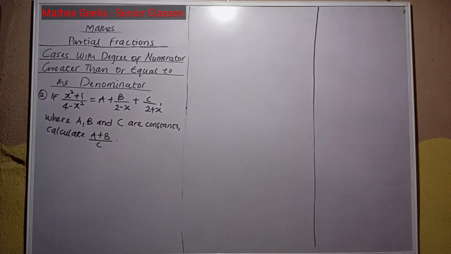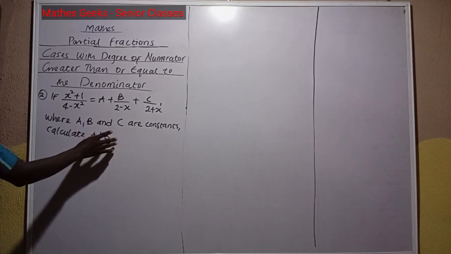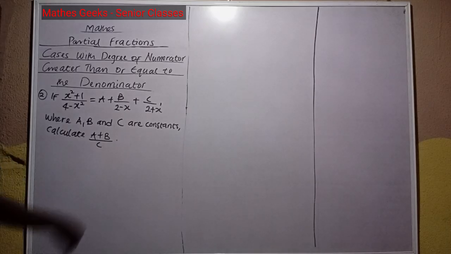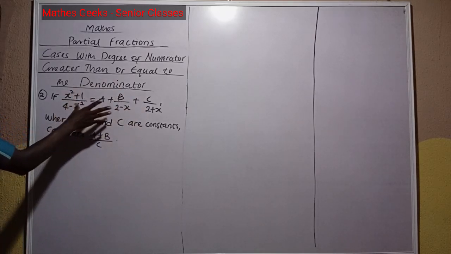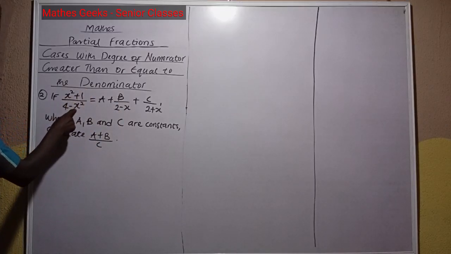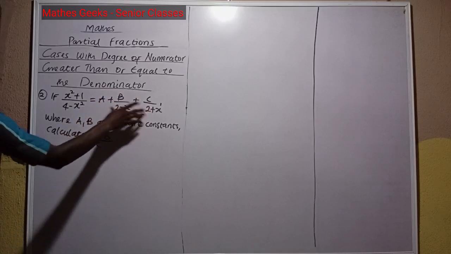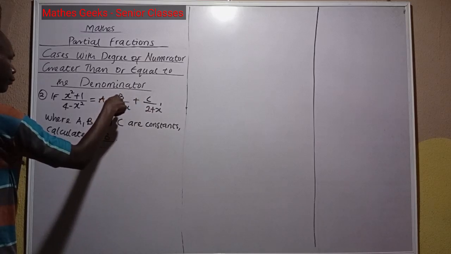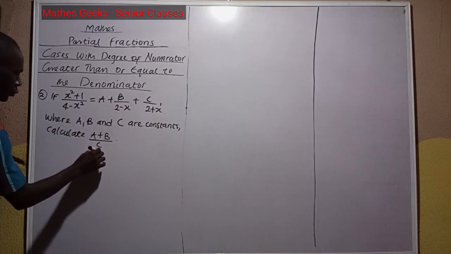In this example, this is what we're going to do. We're going to resolve this. Before we can do this, we need to get values for A, B, and C. And that tells us that like the first example, the numerator was divided by its denominator to get a factor here, and then the denominator was factorized, then B and C are gotten. So let's proceed. Solution.